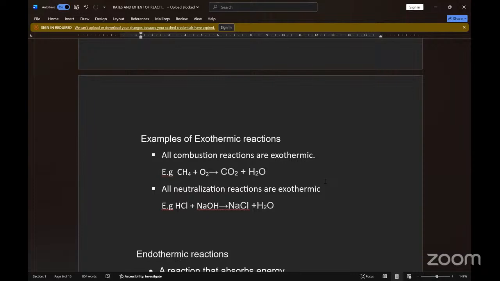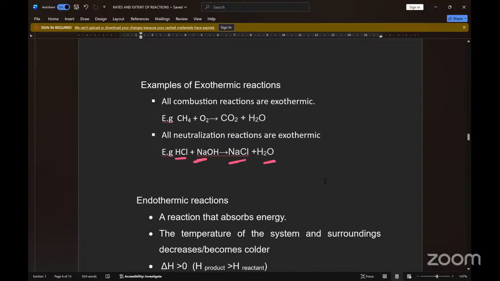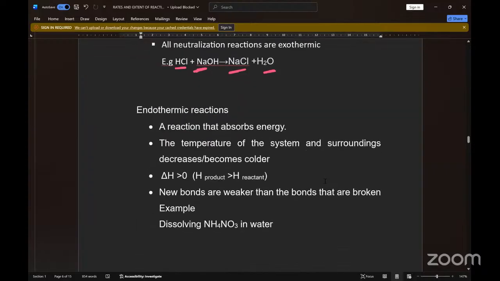The other exothermic reaction is the neutralization reaction. A neutralization reaction is a reaction between an acid and a base to form salt and water. So in this case, this is hydrochloric acid, this is sodium hydroxide, and you form sodium chloride and water. So this reaction is called an exothermic reaction. These things, you did them in grade 11, so this is just a revision.